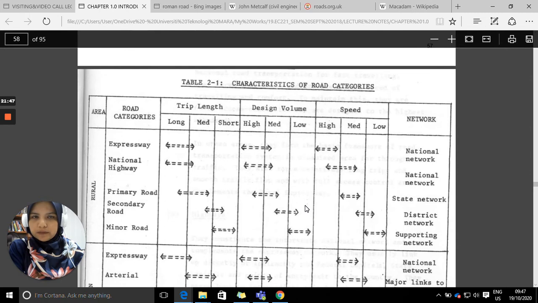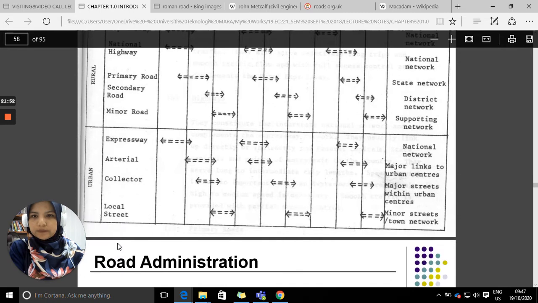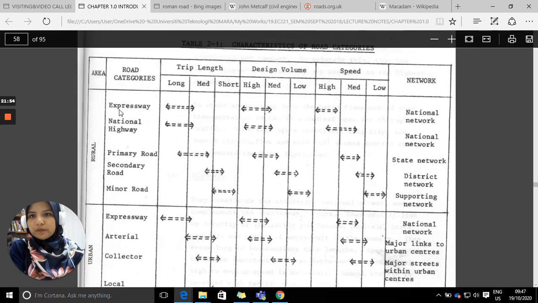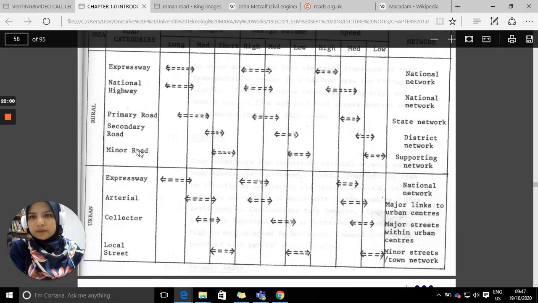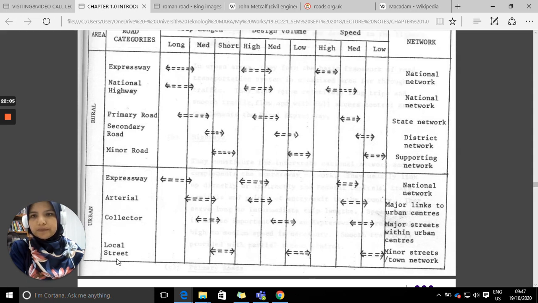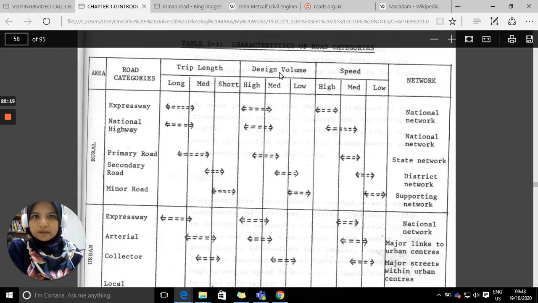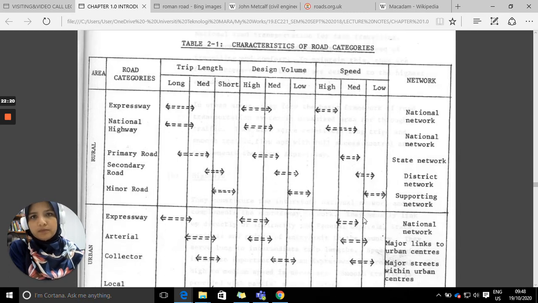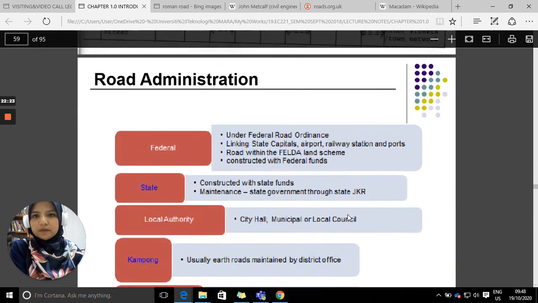So you can see this table, the characteristic of the rural road and the urban road, right? You can see rural road consists of the expressway until the minor road. For urban road, starting from also expressway, but the lowest group is local street, right? They are differentiated by their name for rural and also for urban. You can see from trip length, the volume and speed, how far it can go, how many vehicles can serve, right?